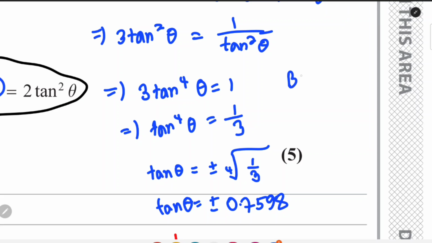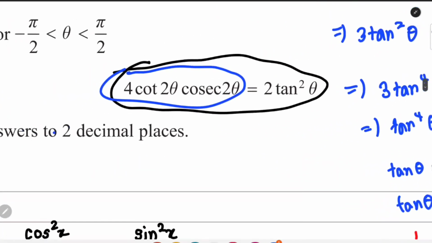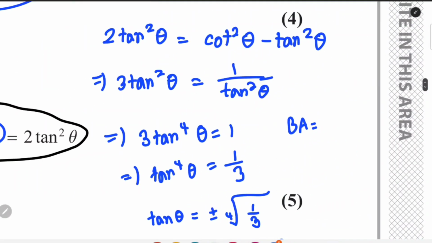The basic acute angle over here will be tan inverse 0.7598, and since the value is wanted to 2 decimal places, I'll find it to 3 decimal places before. So I'll use one more than the answer for our working. This comes out to be 0.650.